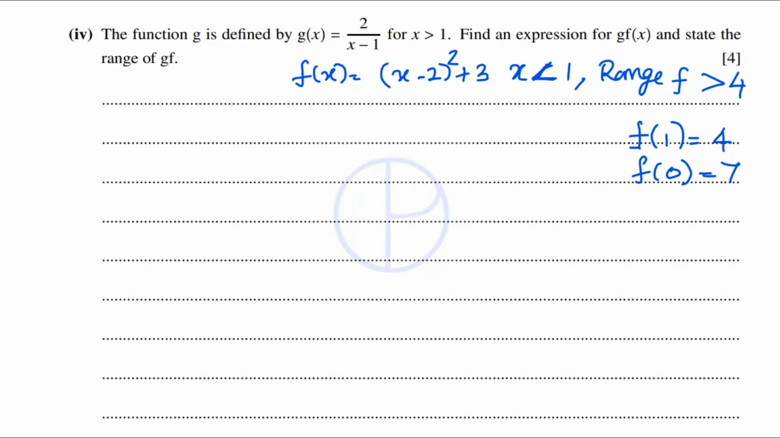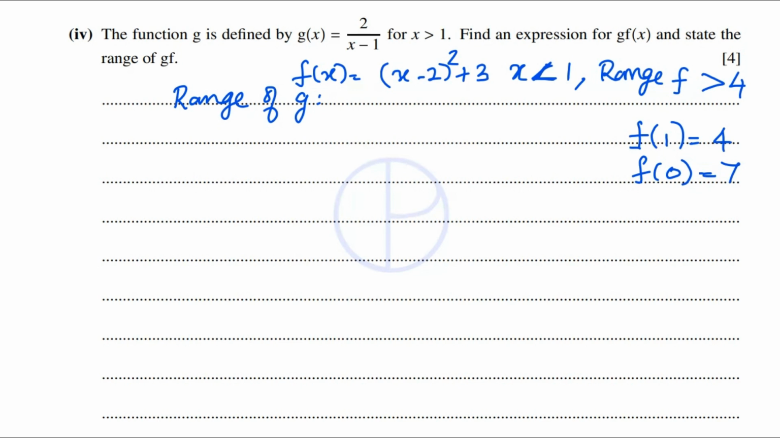so for g of x, let's find the range for that also. Range of g of x: for x greater than 1, it will be 2 over x minus 1. We cannot take x as 1. Let's take x as 2. So we get 2 divided by 2 minus 1, that is 2.